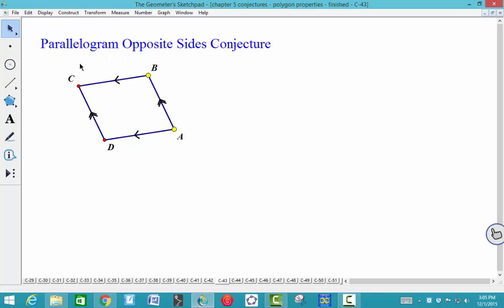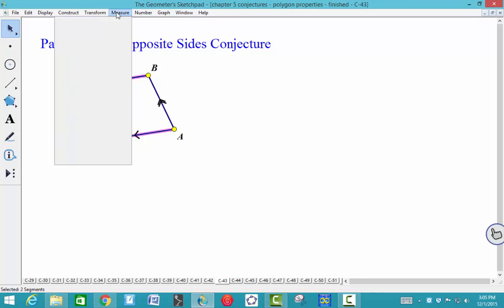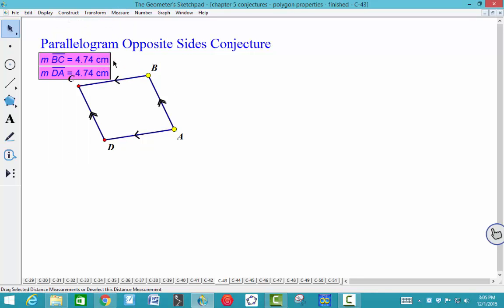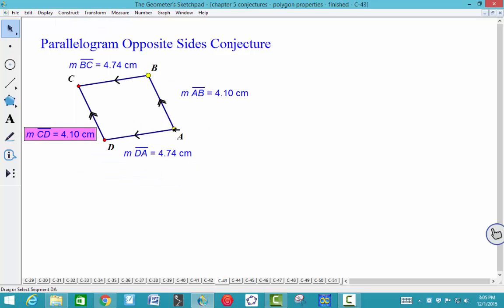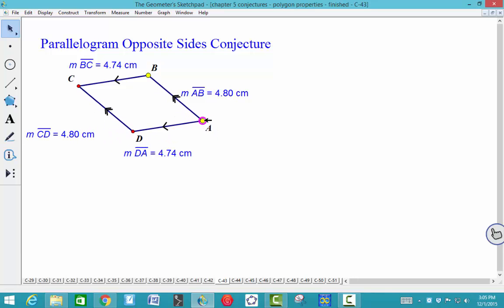Conjecture number 43, the parallelogram opposite sides conjecture. What we're going to show here is that the opposite sides are congruent. If I measure their lengths, you can see that those are the same. And if I measure these lengths, again, you can see that those are the same. So no matter how this thing moves here, the opposite sides will always be congruent.